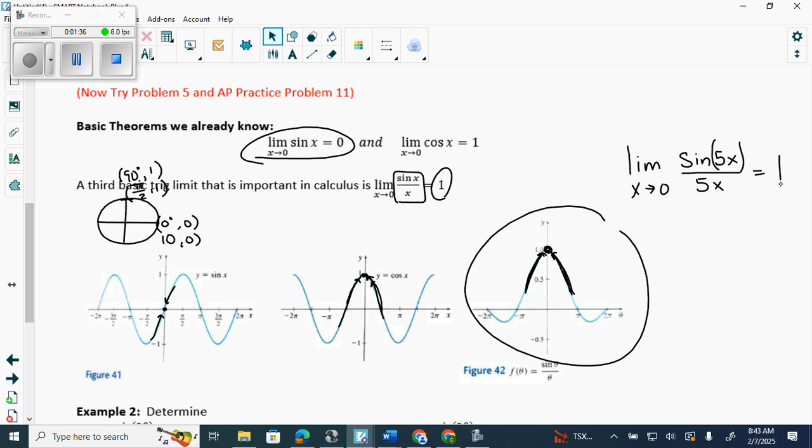So technically, if I wanted to, I could say the limit as x approaches 0 of sine bx all over bx will equal what? Where b, we'll say, is greater than 0. Right?